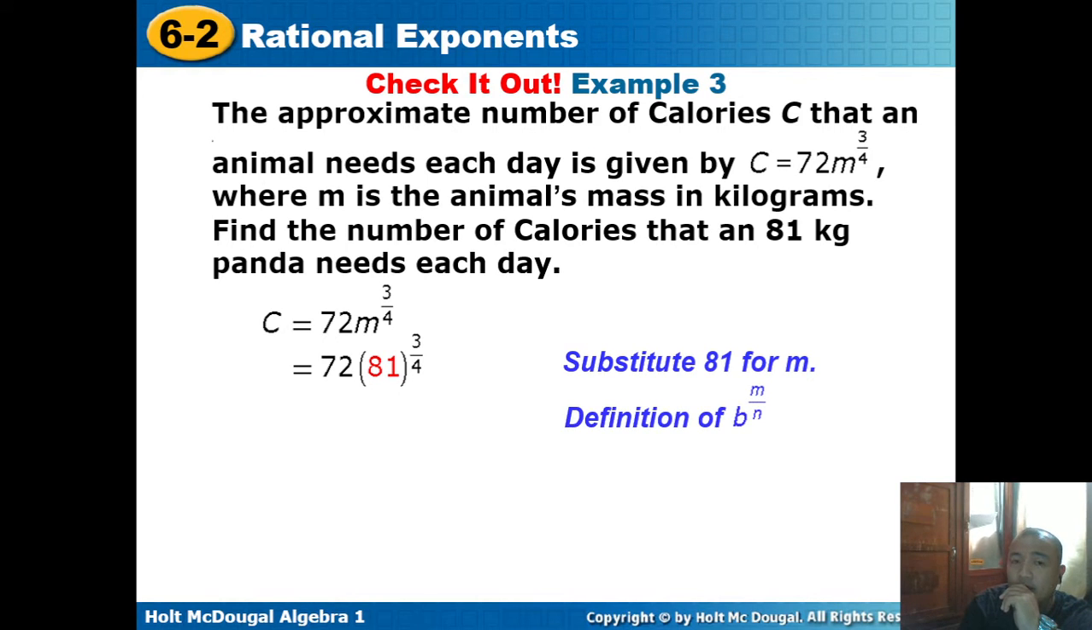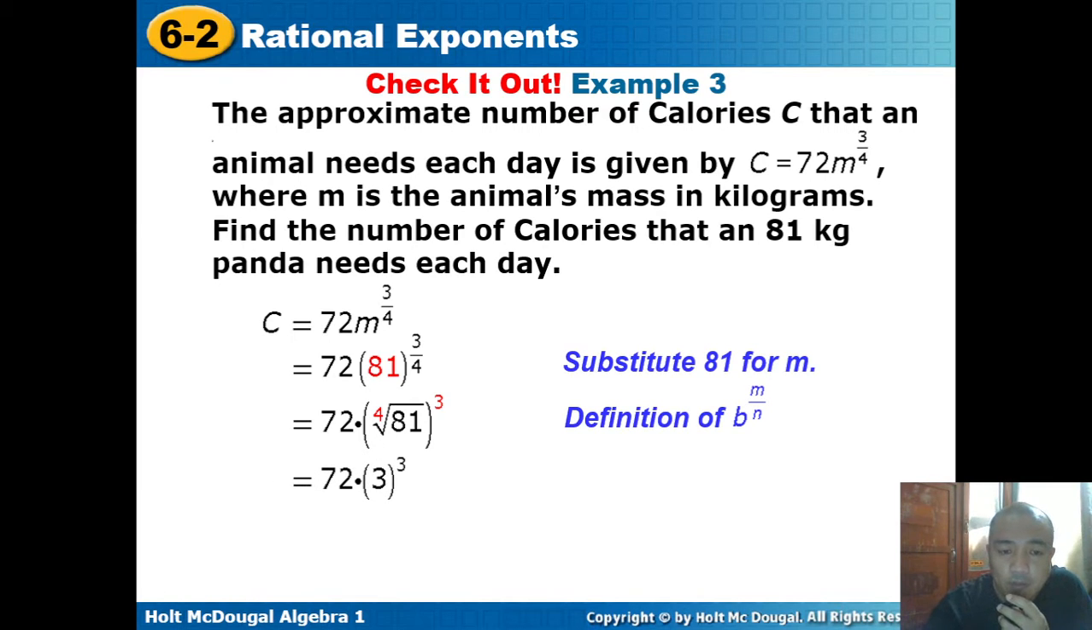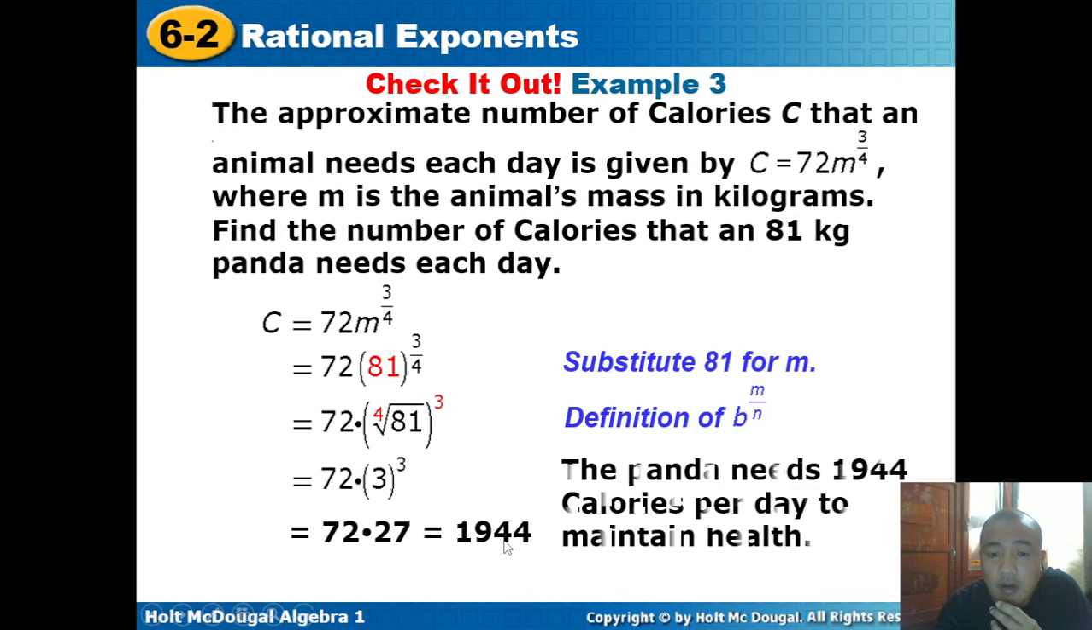So by definition of b raised to m over n, 81 raised to 3/4 will become the 4th root of 81 cubed. So 72 times the 4th root of 81, quantity cubed. So first, inside the parentheses, what's the 4th root of 81? That's equal to 3, cubed. So what is 72 times 3 cubed? And what is 3 cubed, by the way? 27. So 72 times 27 is 1944. So the panda needs 1944 calories per day to maintain health.